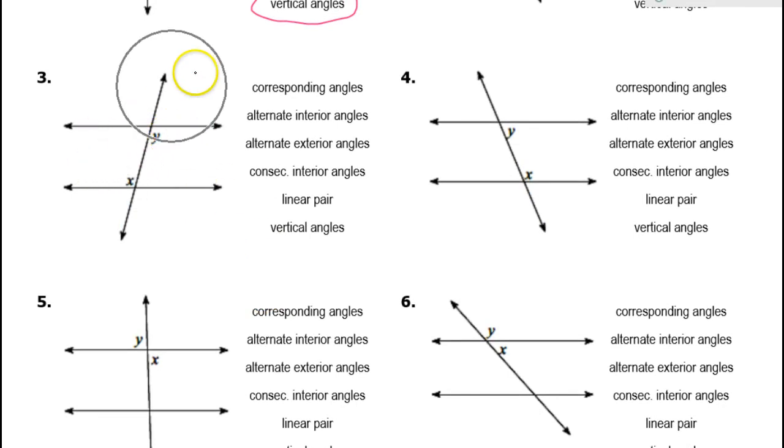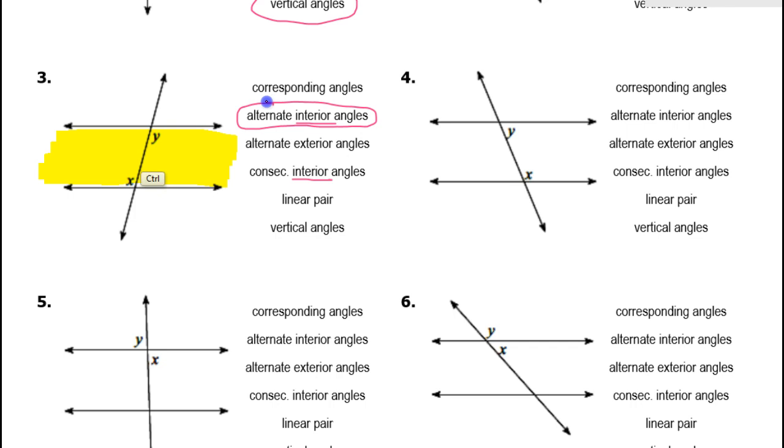See how they're both between the lines? This is the interior of the parallel lines. So these are both in the interior. Are they alternate interior or are they consecutive interior? Those are the choices. Because they're on opposite sides of the line, that makes them alternate interior angles. If they were on the same side of the line, they would be consecutive.